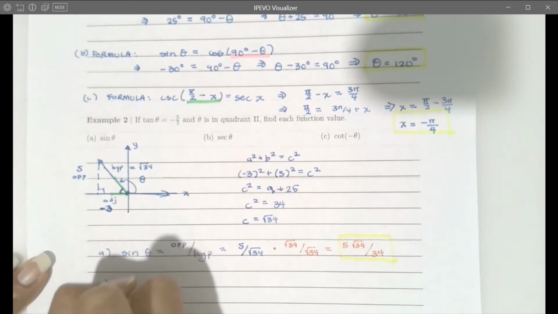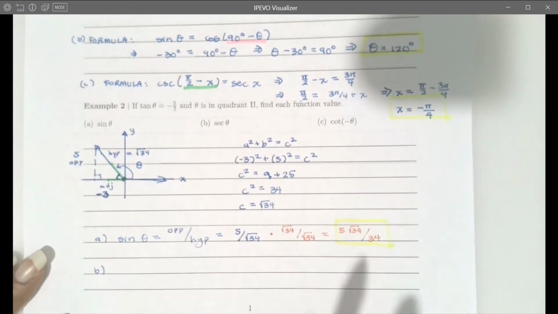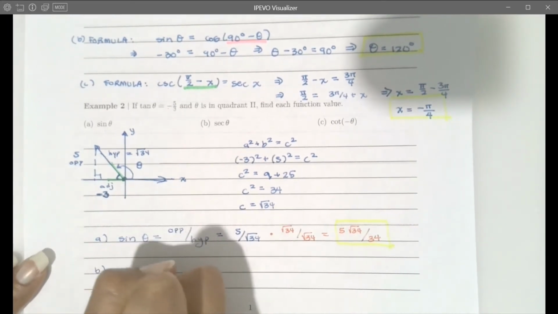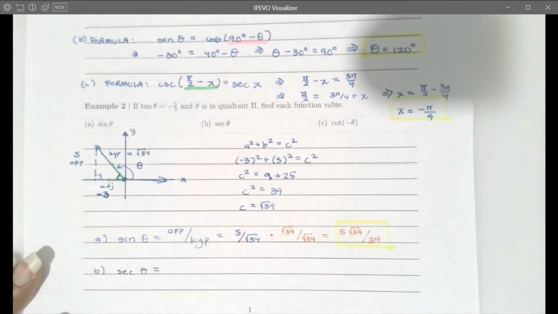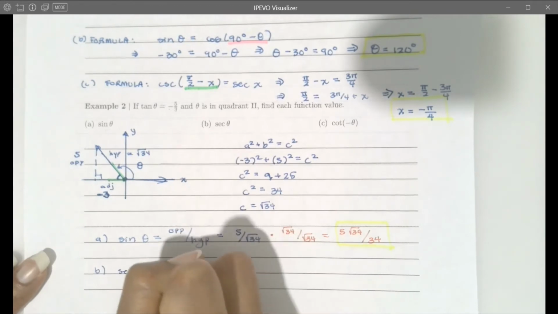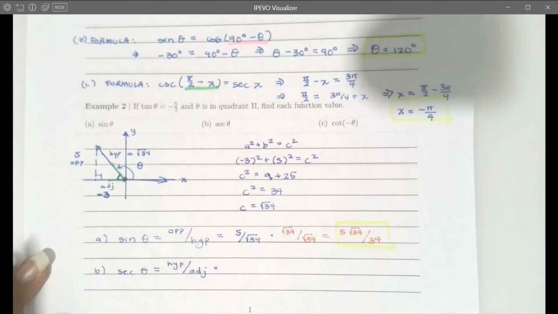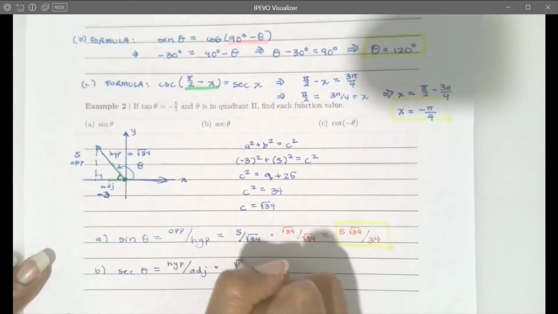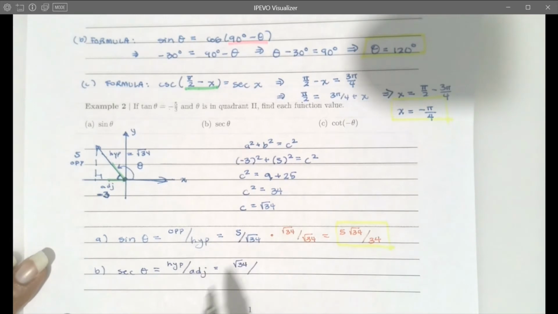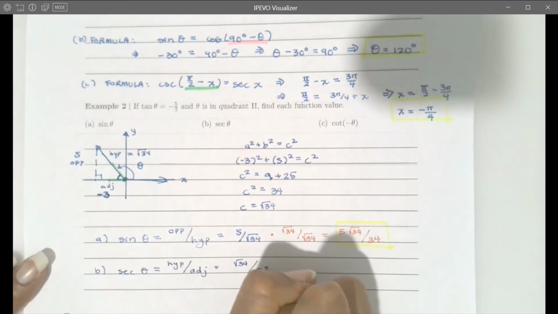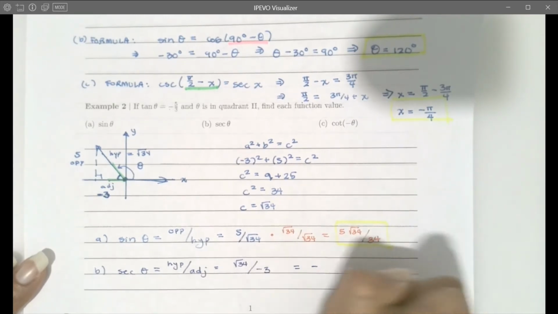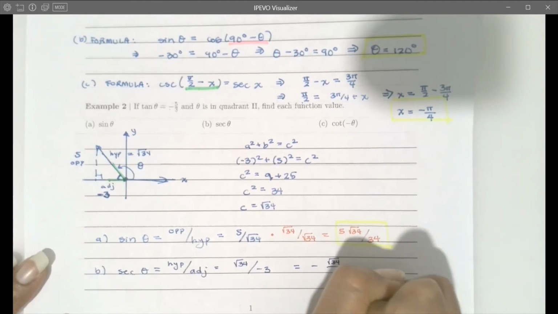For part B, they're asking us for secant theta. Now secant theta is 1 over cosine, and cosine is adjacent over hypotenuse. So in terms of adjacent and hypotenuse, secant is hypotenuse over adjacent. Okay, so the hypotenuse we already found to be square root of 34, and the adjacent was negative 3. Okay, so in the end we just have negative square root of 34 over 3.